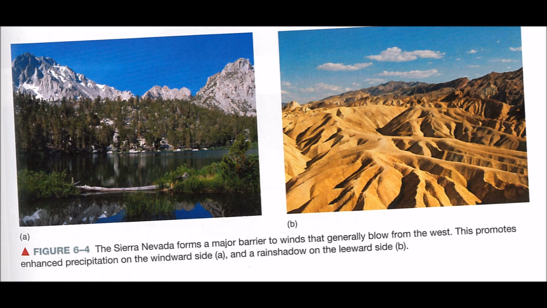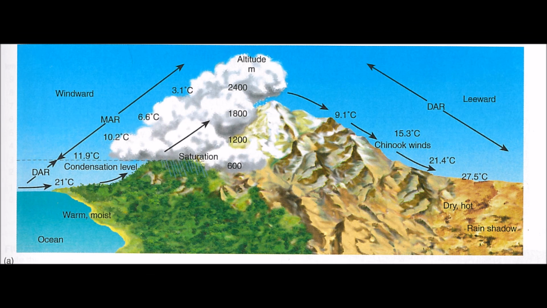So here in this picture, for example, you can see the west side, or the windward side of the Sierra Nevadas with lots of vegetation. And on the picture to the right, you see the leeward side of the same mountain range. And you can see the very, very stark contrast between the moist windward side and the dry leeward side. That's the basics of orographic lift, and now it's up to you to make your own digital stories to explain the other airlifting mechanisms.